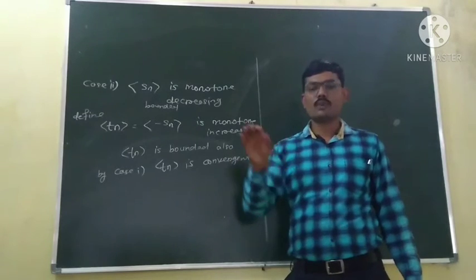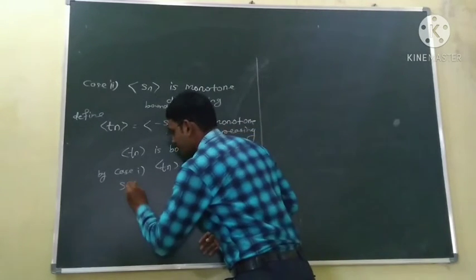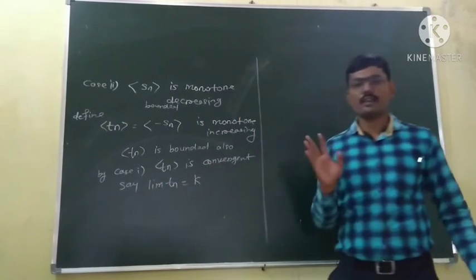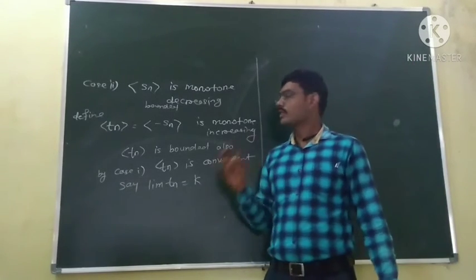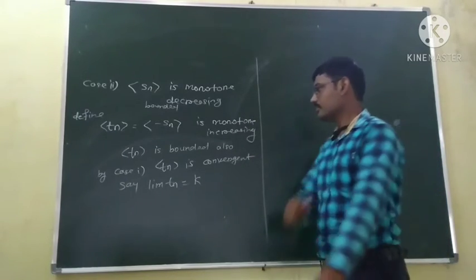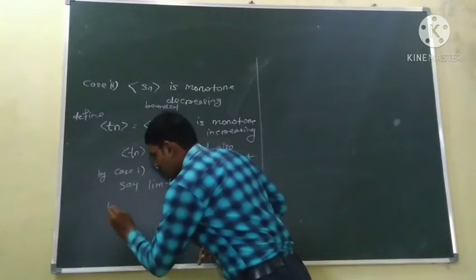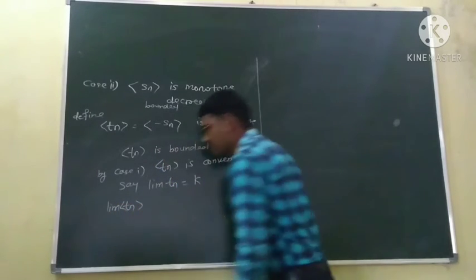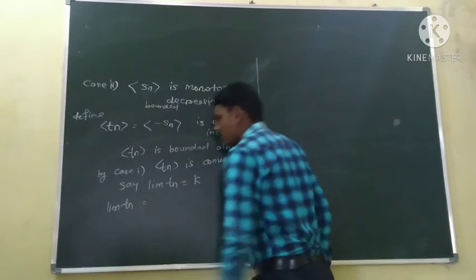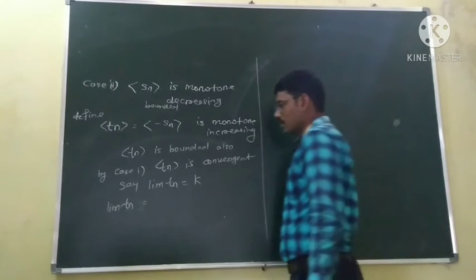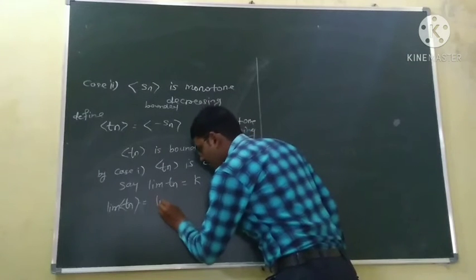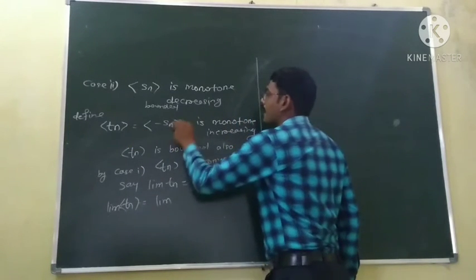Say the limit of Tn is some value k. What is our aim? Our aim is to prove Sn is convergent, that is, we have to find the limit of Sn. Now, the limit of the sequence Tn, to provide simplicity, we maintain the notation. So the limit of Tn is equal to the limit of, what was Tn? Minus Sn.